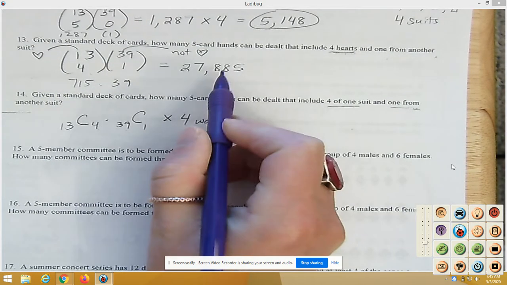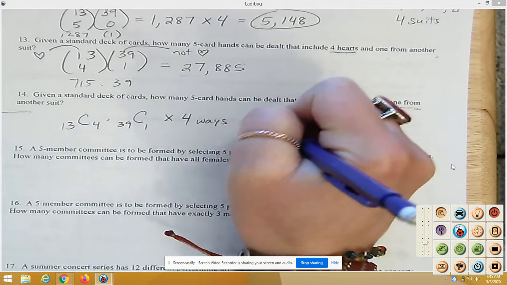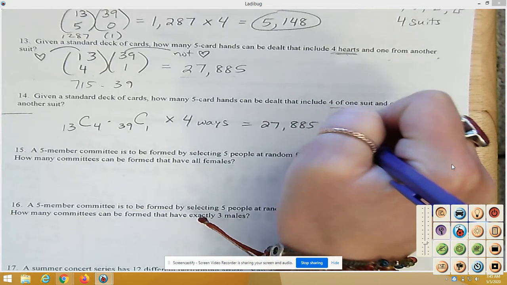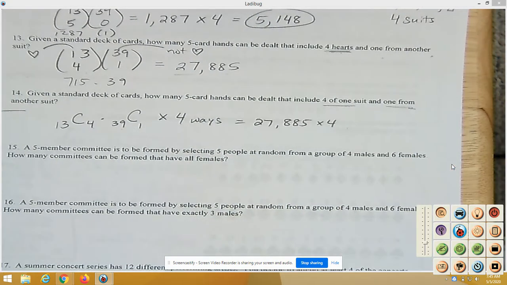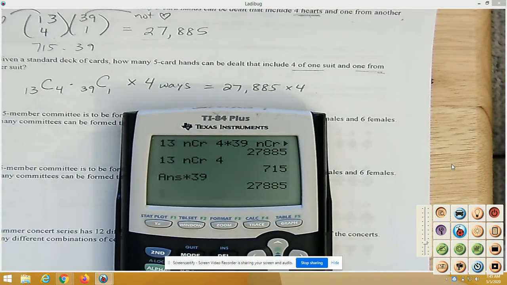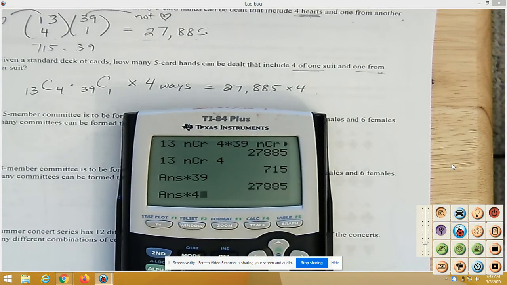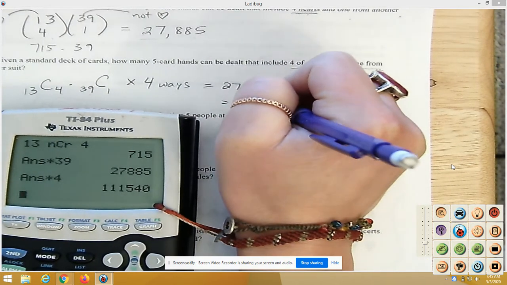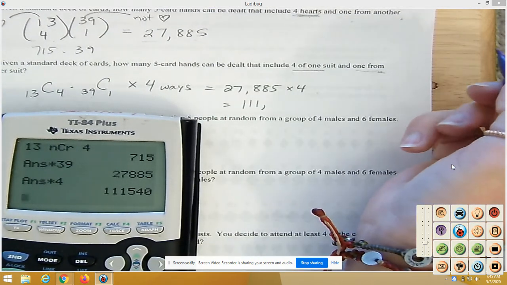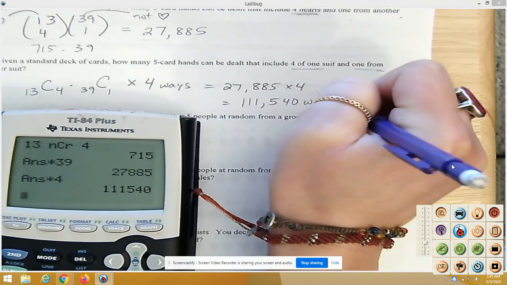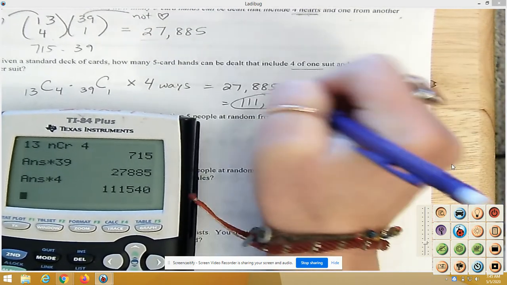So we're really just taking this number here, the 27,885, and multiplying it by all 4 suits: the hearts, the diamonds, the spades, and the clubs. If you don't clear your calculator, you can just do times 4, and you get 111,540 ways that this hand could be dealt.